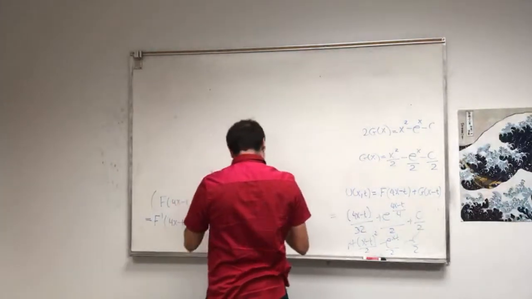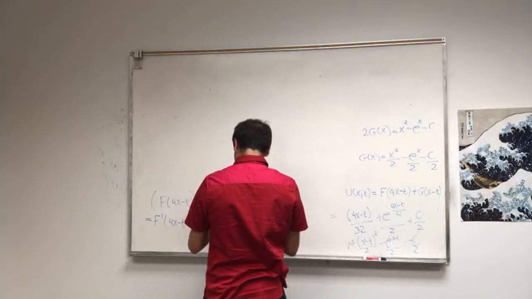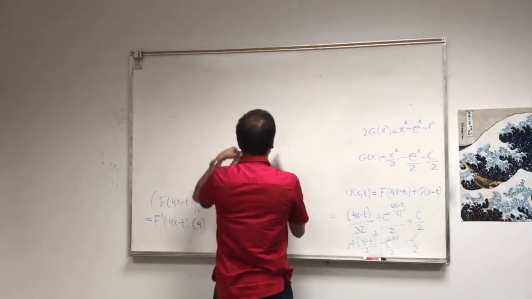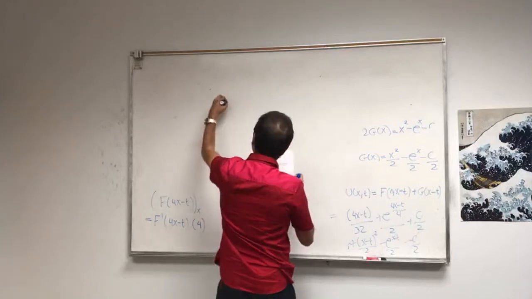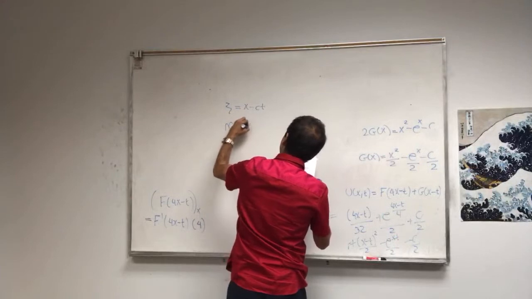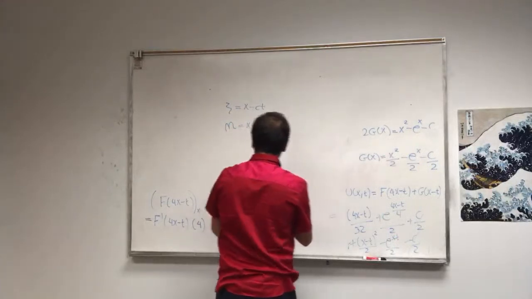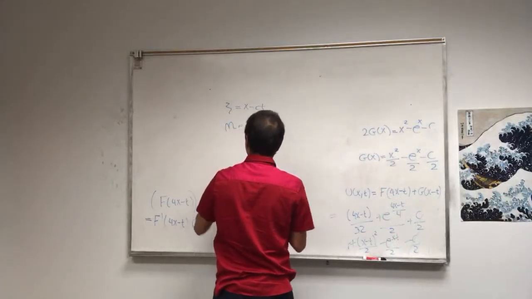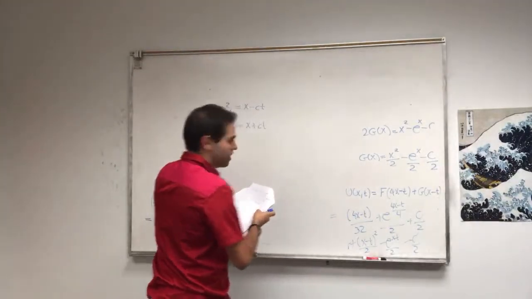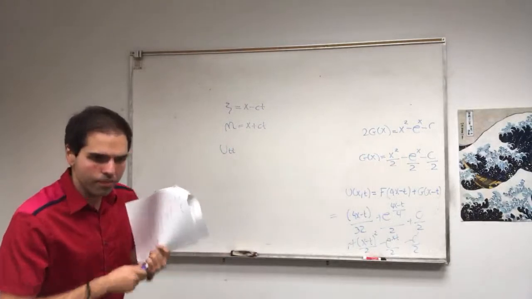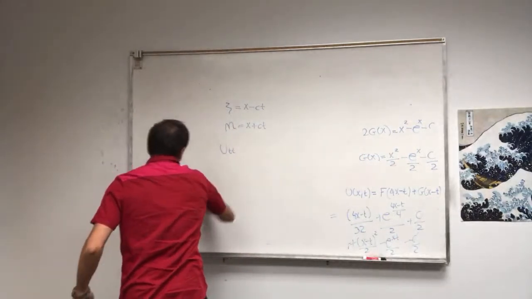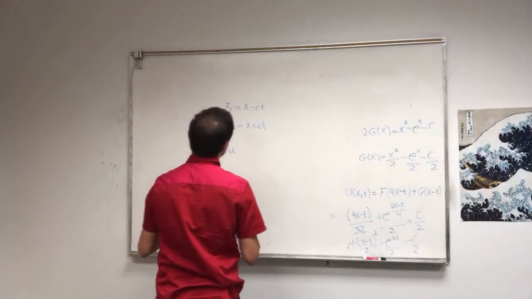I think AP1 was just saying if you let xi equals x minus ct and eta equals x plus ct, then basically the question is to calculate utt in terms of xi and eta. Well, you just use the chain rule.